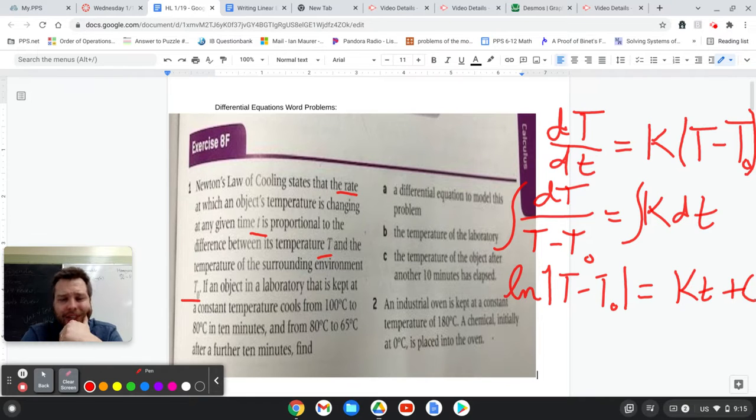Now, this natural log and absolute value bars, just think about the context of the problem here. We know, if you keep reading, that it's an object that's cooling. And if it's cooling down, that means that it's hotter than its surrounding environment. So its T is higher than the T naught. And so those absolute value bars are redundant because T minus T naught will be positive.